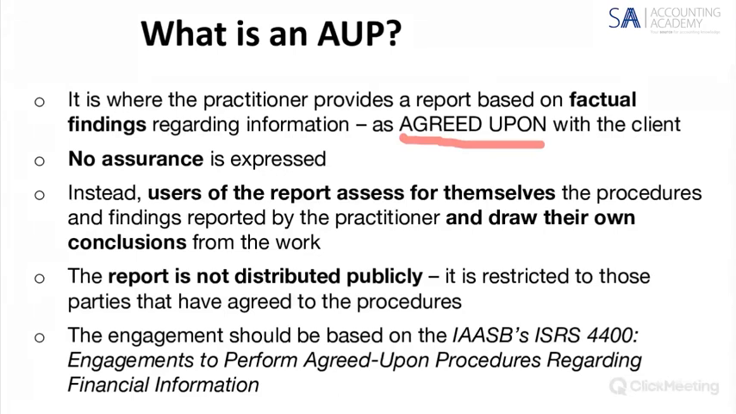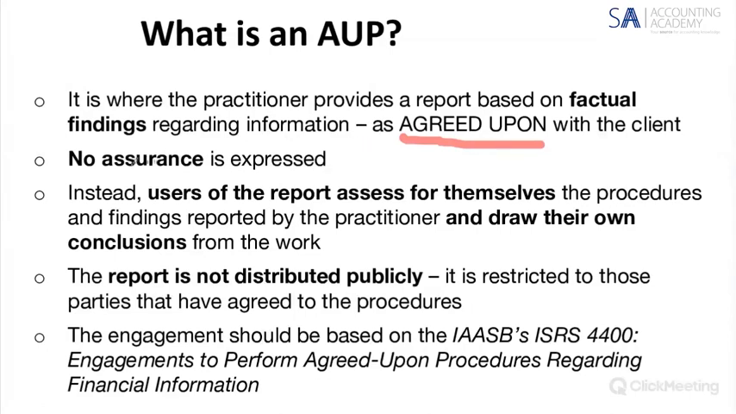In the old days, they didn't call it an agreed upon procedures report. They called it a factual findings report. Now, it's the same thing. You just spell it differently nowadays. It just carries a different tag. The engagement remains the same. You get engaged to do certain procedures and you present your factual findings.